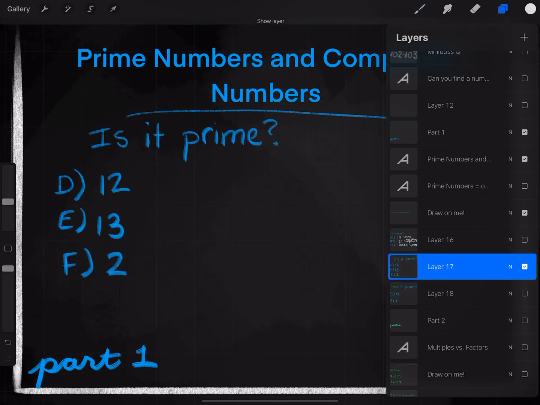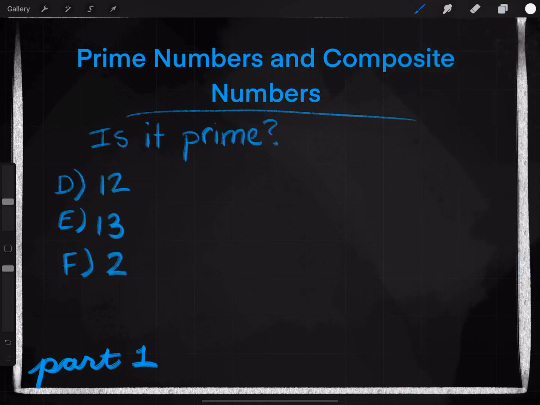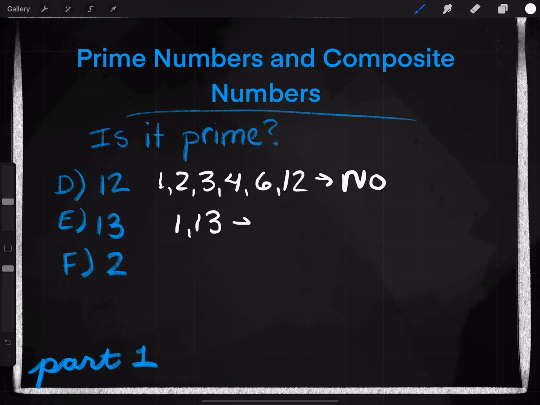Okay, let's try another. Is it prime? Go ahead and pause the video and try all these. List out the factors and then say if it's prime, yes or no. So I hope you tried it. So for 12, you should get 1, 2, 3, 4, 6, and 12. It is not prime. For 13, you should just get 1 and 13. Yes, it's prime. For 2, you would get 1 and 2. Yes, it's prime because it's just 1 and itself.